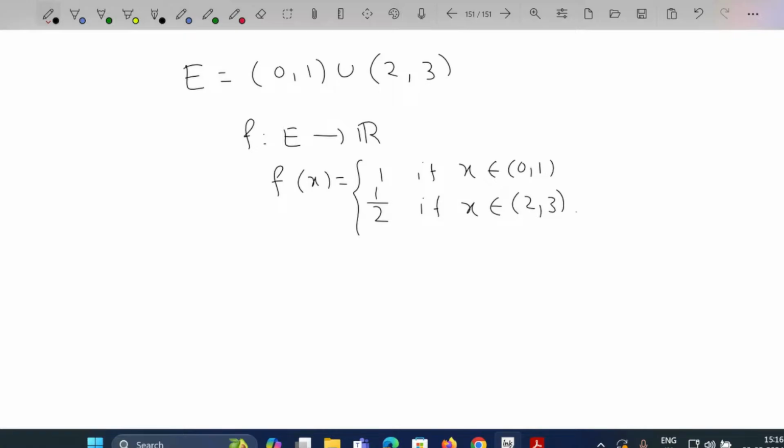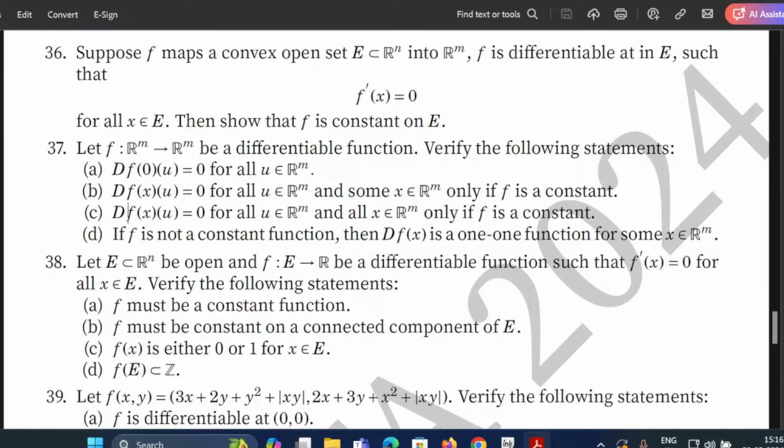Okay. So this gives you the answer why it is: the statement that it must be a constant function is false. Okay. It must be constant on a connected component of E. Obviously, it's true. So if we have an open set and a connected component, think about that: D is a subset of E, and f dash x equals 0 for all x belongs to E.